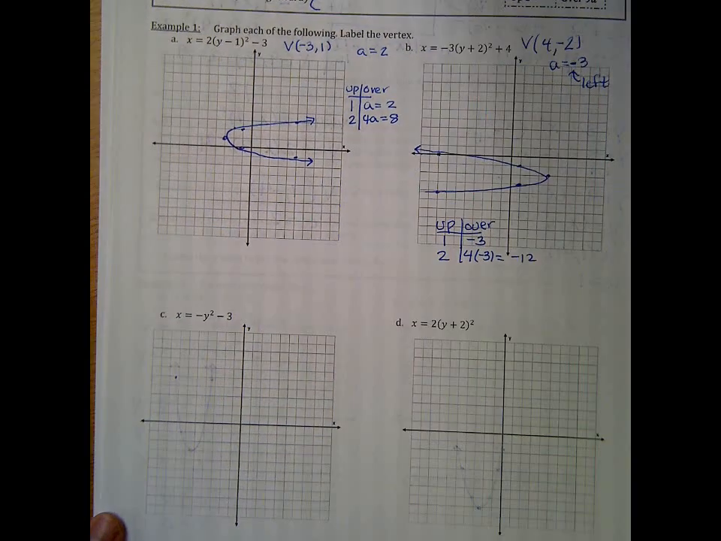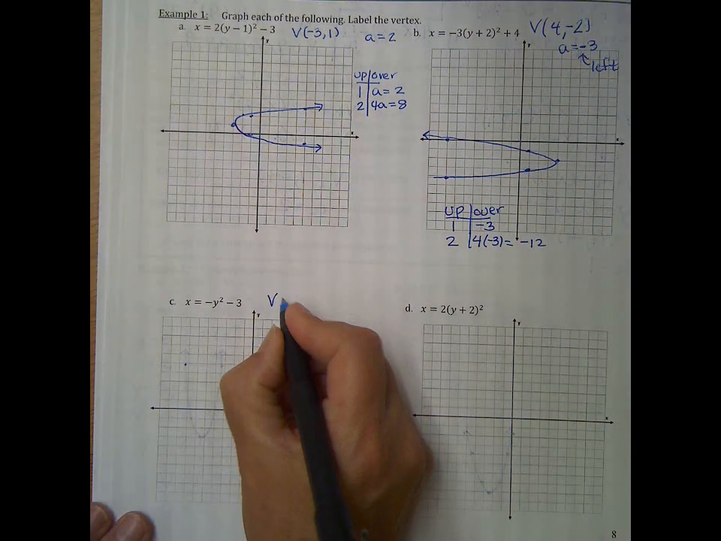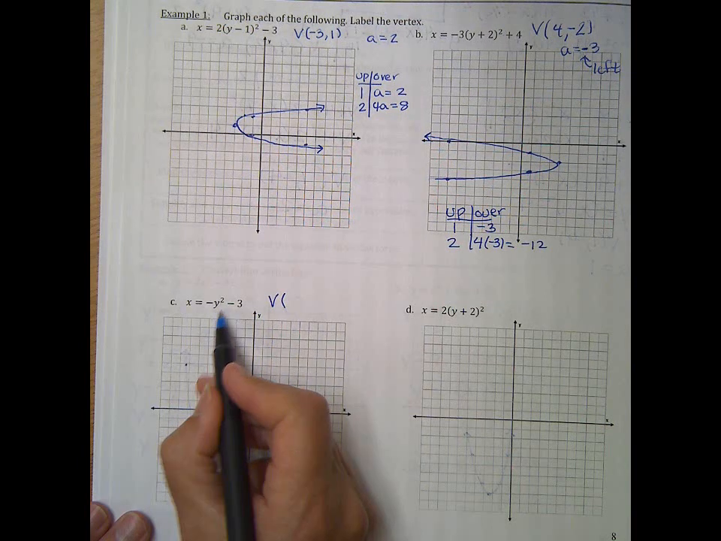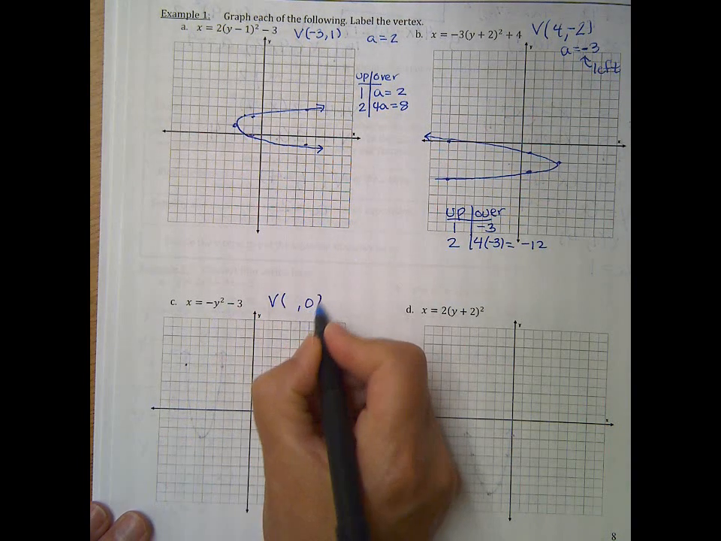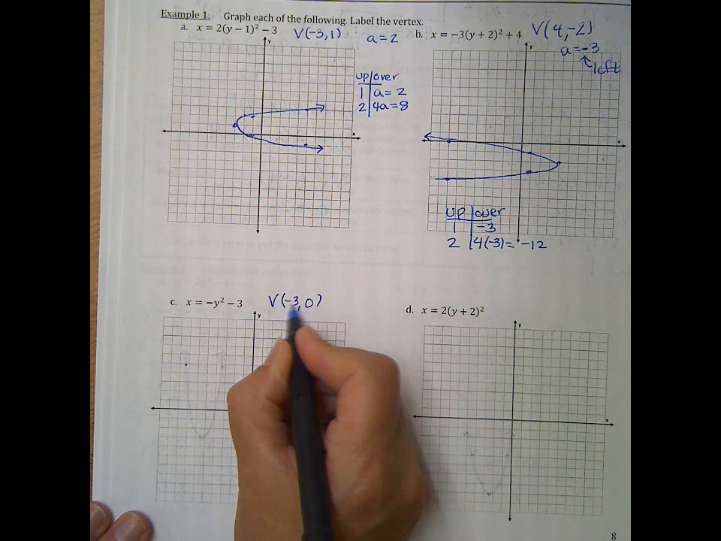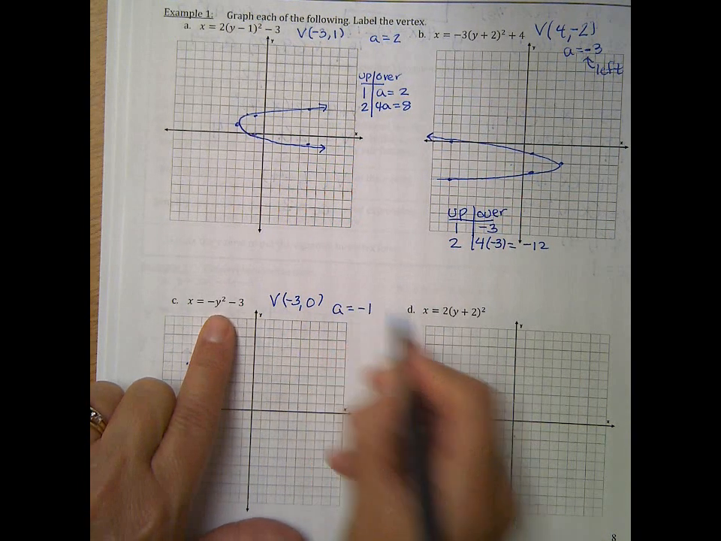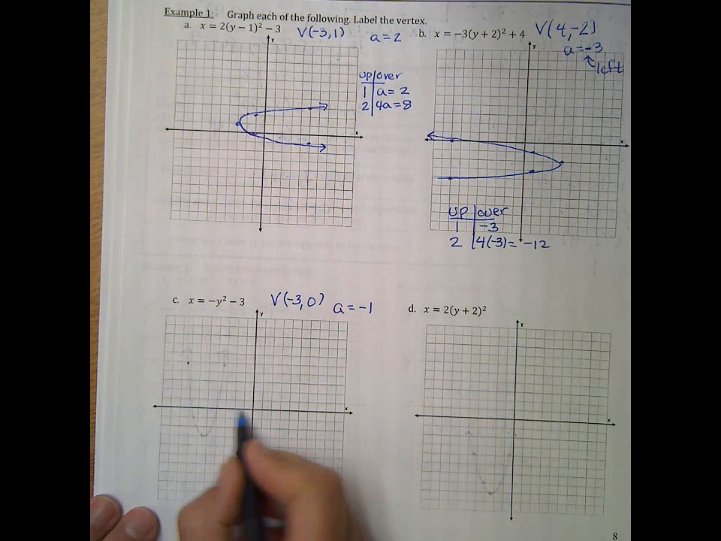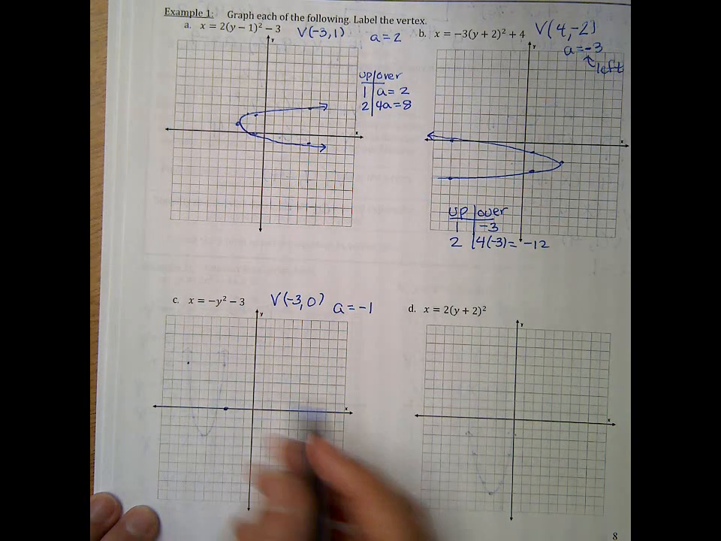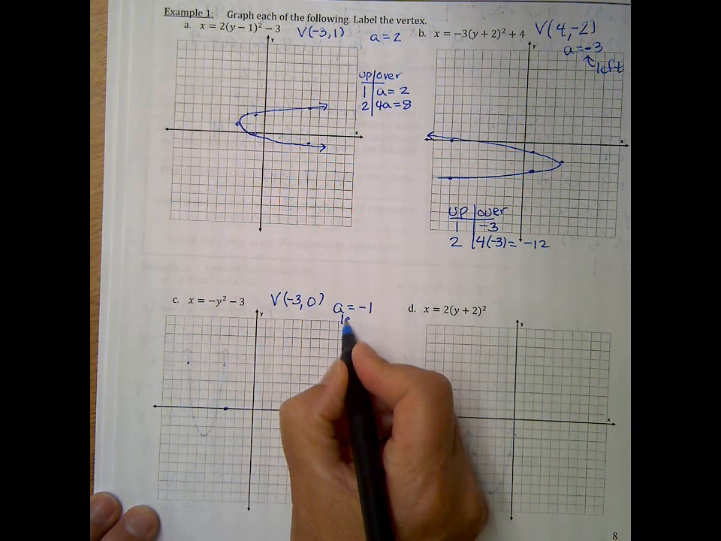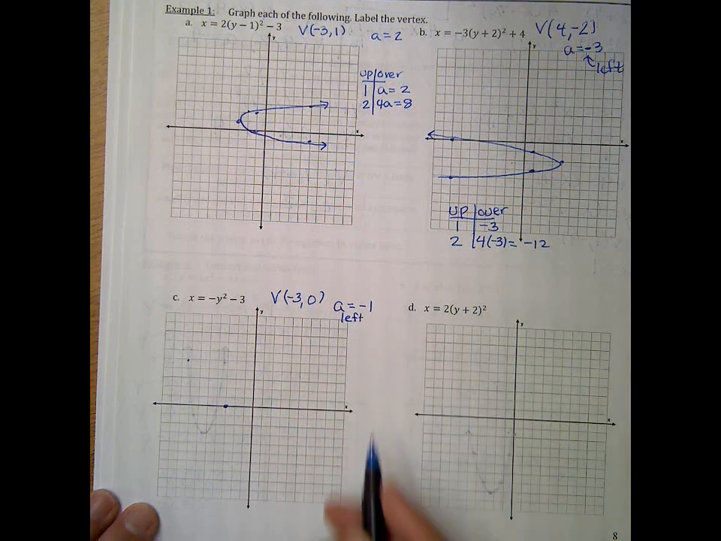All right, so next one. Our vertex here, there's nothing with the y, nothing in parentheses, so our y value is 0. The x value is -3. Our a value in front of the squared term is -1. So we're going to go to -3, 0. This means it's going left, opening left, because it's negative.